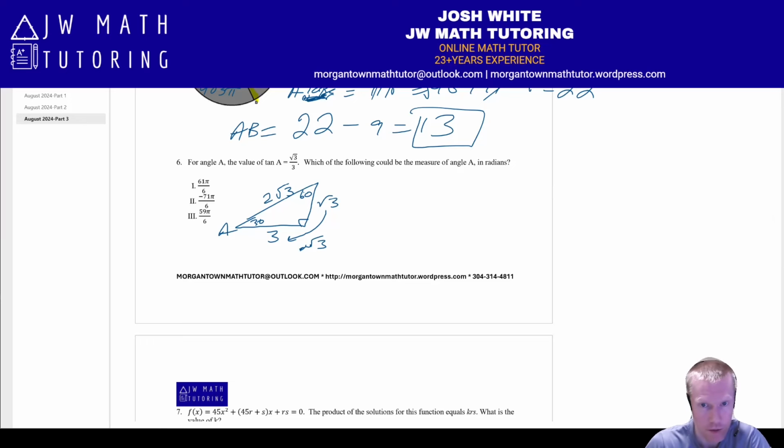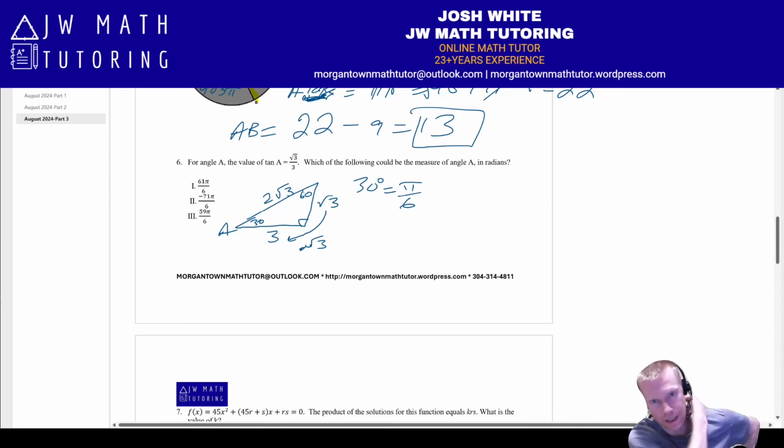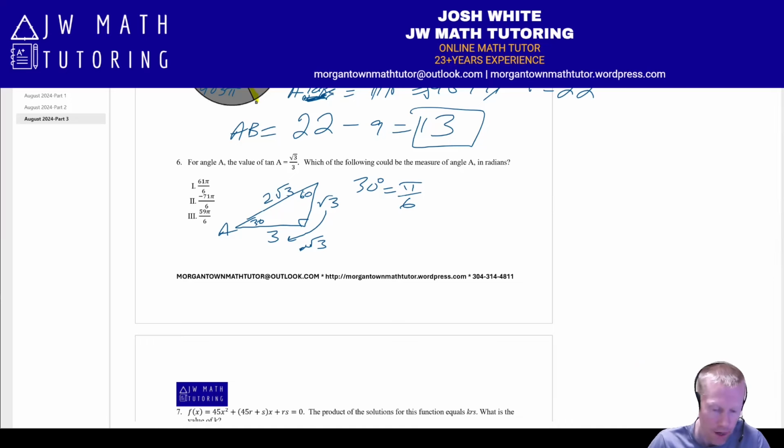So which of the following could be the measure of A in radians? So basically, you're looking for which of these angles is equal to or equivalent to 30 degrees or pi over 6, if you do it in radians. That's basically what we're checking. So there's multiple ways that you could think about this or that you could check this.